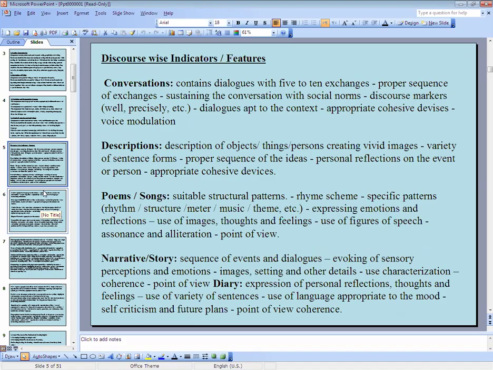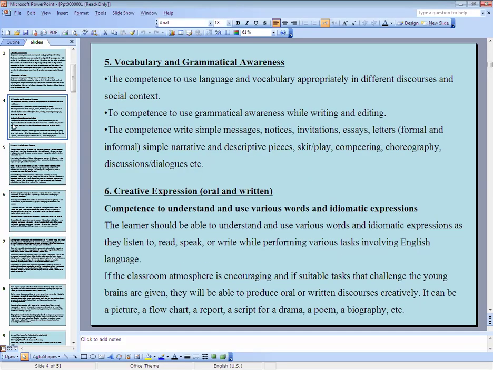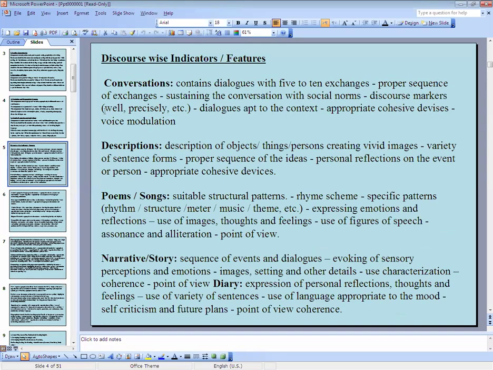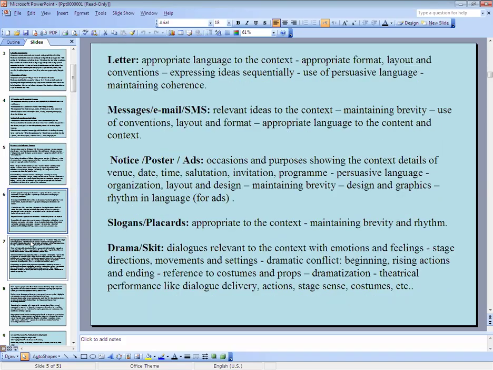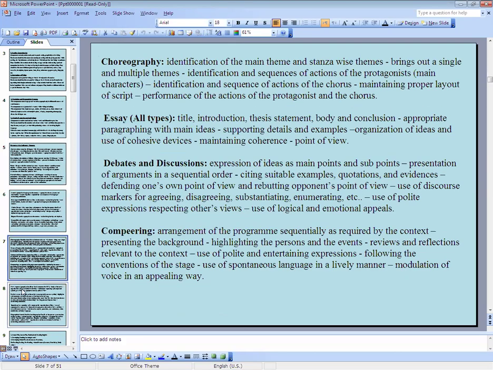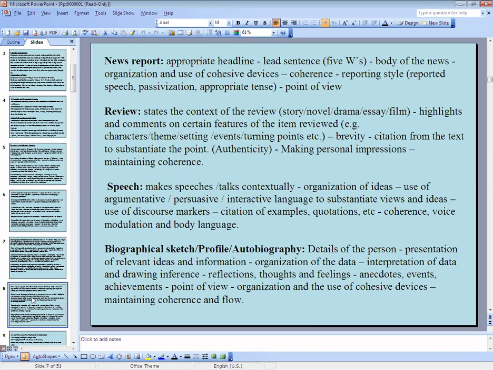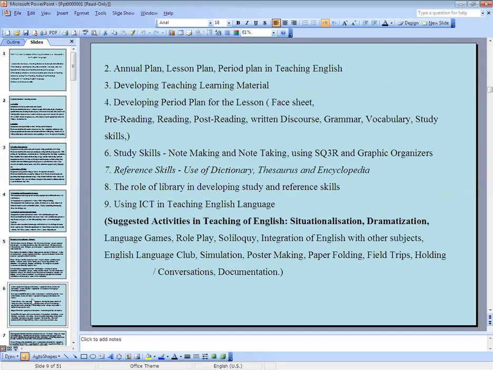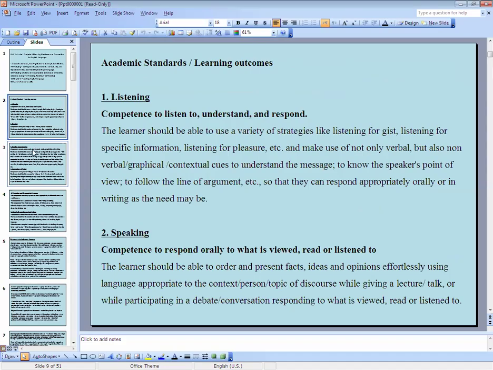The next part, the second part, is developing teaching learning aids or materials. What is the concept of developing teaching learning aids? What is the role and importance of it in the classroom? I think, sir, I'll do one thing. I'll be sharing one more thing.